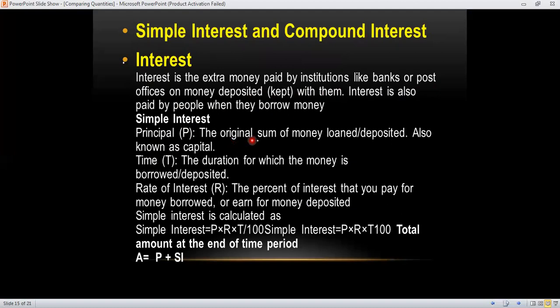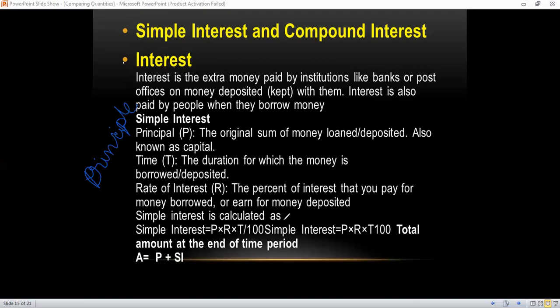Simple interest. Principal. The original, here the spelling of principal is wrong. Here the principal will be principal. So the original sum of money loan deposited, also known as capital. Time, the duration for which the money is borrowed, deposited. Rate of interest, the percent of interest that you pay for money borrowed or earned for money deposited.